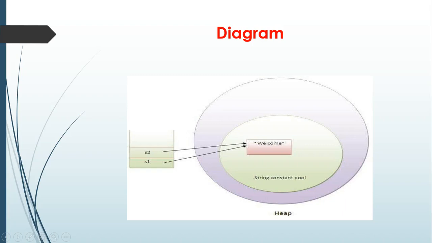The second time, when we use the same value as String s2, the JVM checks whether the string is available in the string constant pool or not. It will find that yes, "welcome" already exists there, so it just references it with s2. So s2 is a reference, but we cannot create a new "welcome" here. We just put the reference over there. In this way, string literal works.